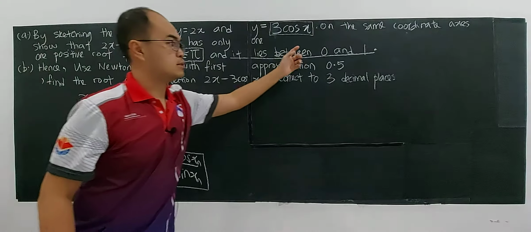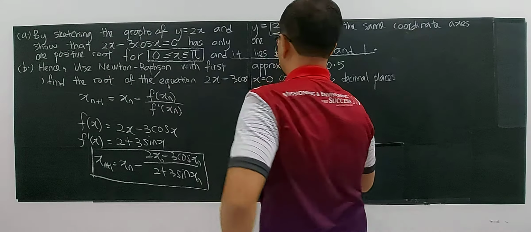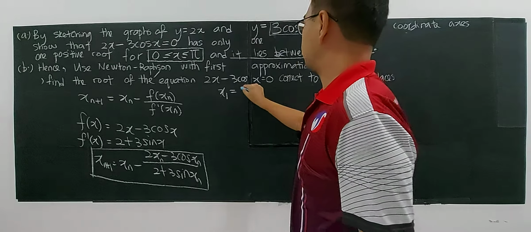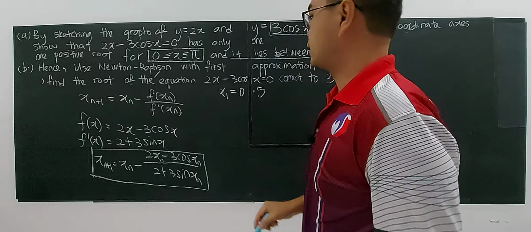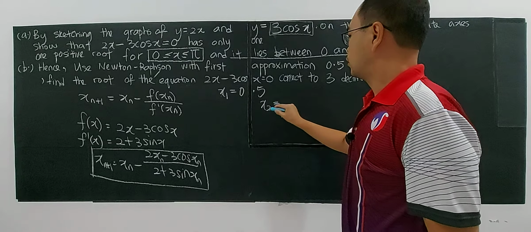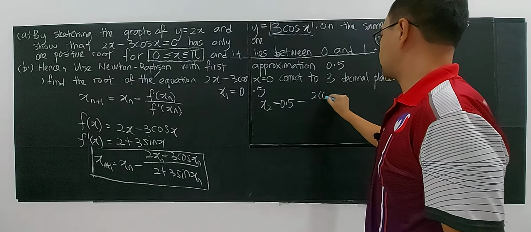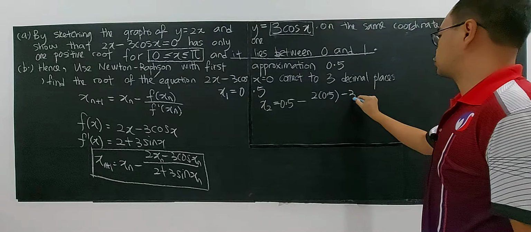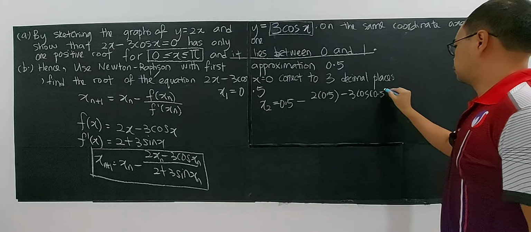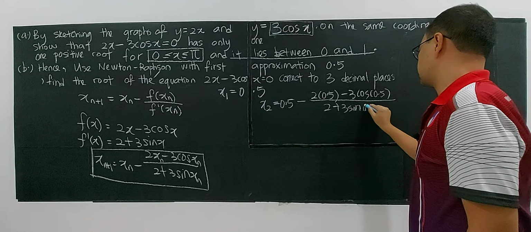We just know it's between 0 and 1, right? This question has suggested that we use the first approximation, your x1, as 0.5 in getting x2. So we need to find the value of x2. x2 will be 0.5 minus 2 times 0.5 minus 3 cos 0.5, over 2 plus 3 sine 0.5.